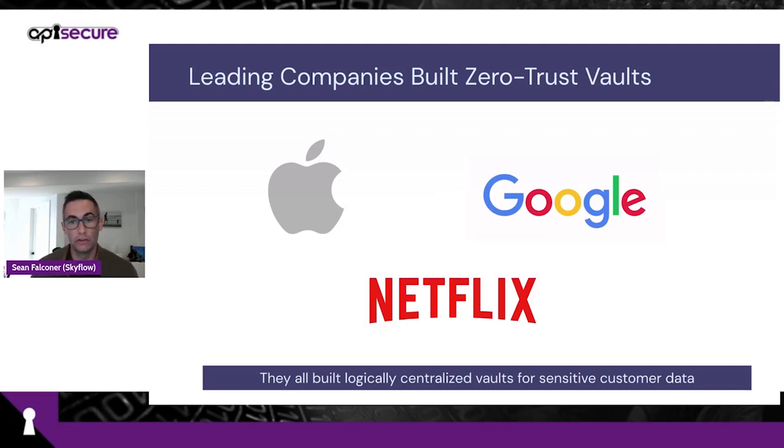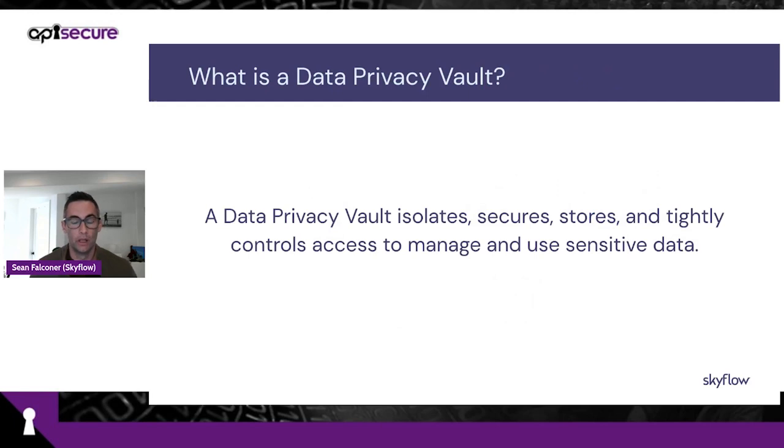And then what that does is it effectively descopes their existing systems from the responsibilities of data privacy, data security, and compliance. Sounds amazing. So we're going to dive into what exactly is a data privacy vault. A data privacy vault isolates, secures, stores, and tightly controls access to manage and use sensitive data. And a big part of this is based around the principle of isolation. A well-designed data privacy vault needs to be isolated outside of your existing systems.